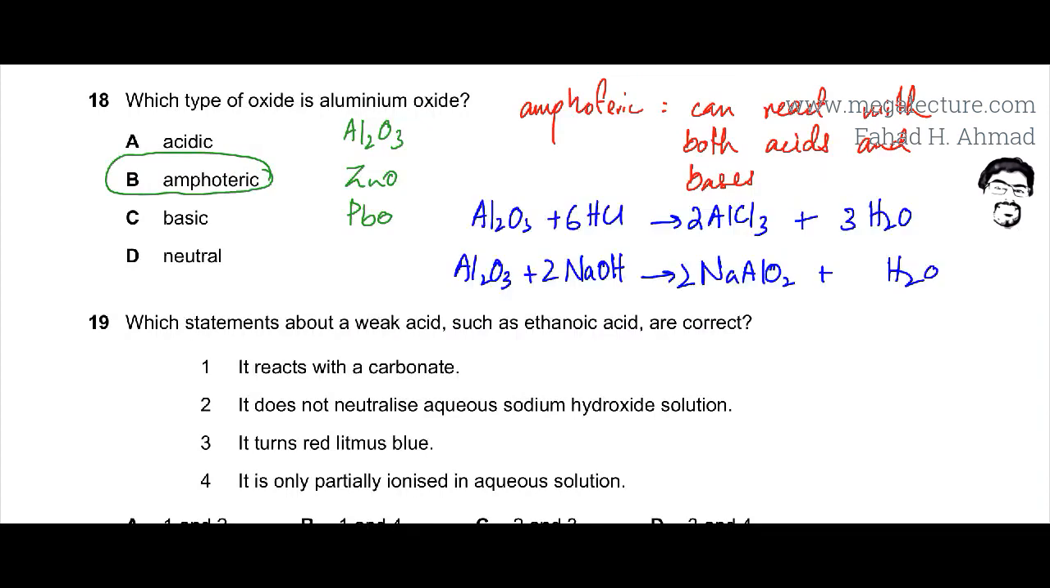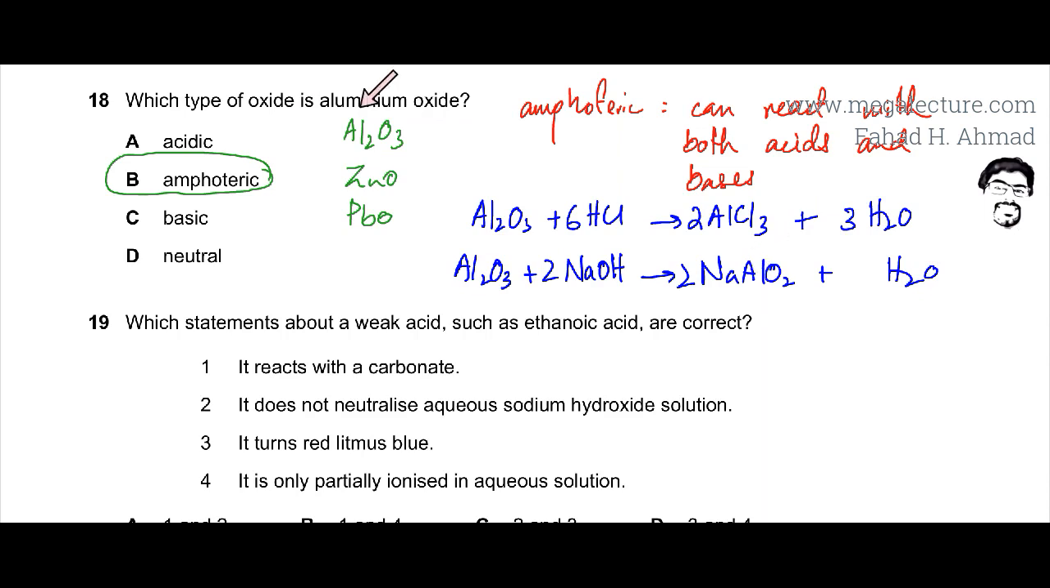So I've shown you the equations for the reaction of Al2O3 with an acid, also with a base, and you must remember these equations because aluminum extraction is in the syllabus for O levels, and these equations come in those processes. So Al2O3 reacts with HCl, ending up producing salt, which is AlCl3, and a water molecule. Al2O3, on the other hand, can also react with bases or alkalis like NaOH, and they would end up producing salt and a water molecule. The name of this salt would be sodium aluminate.